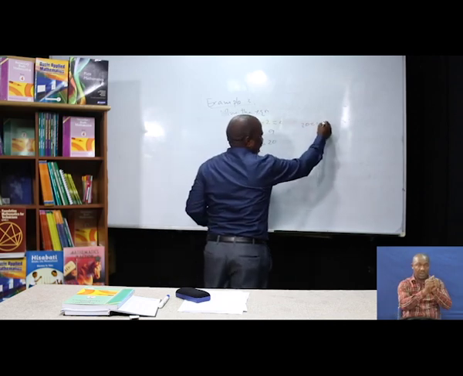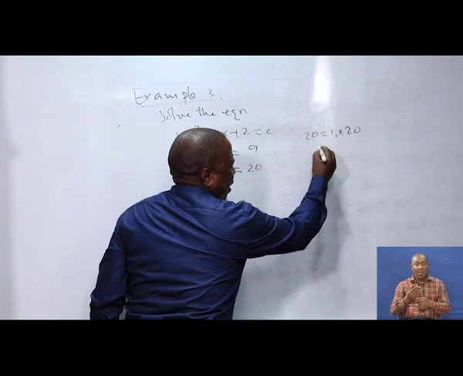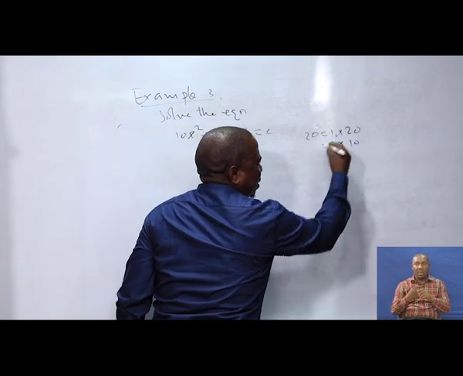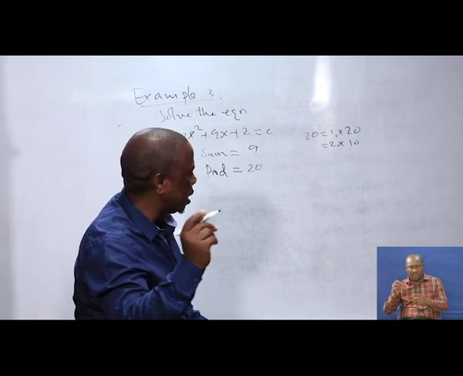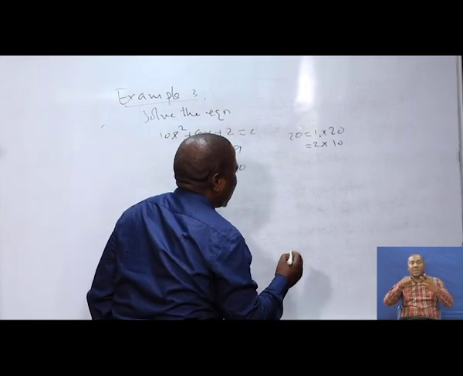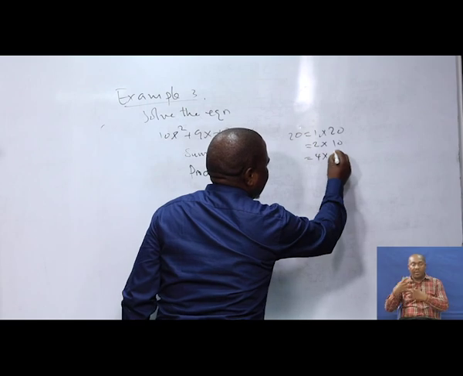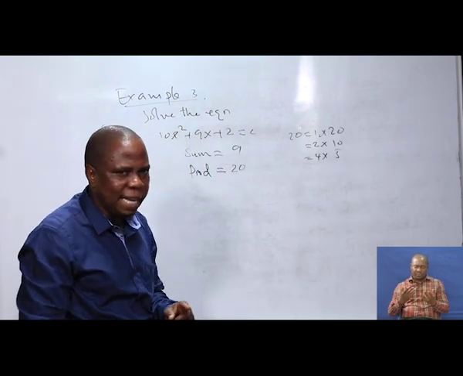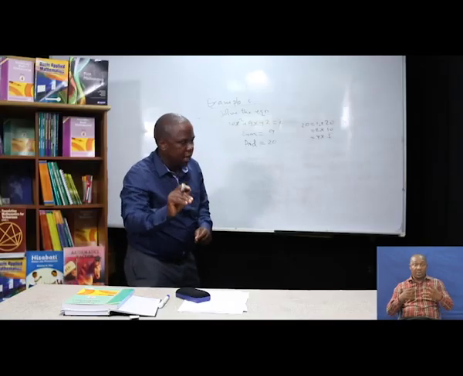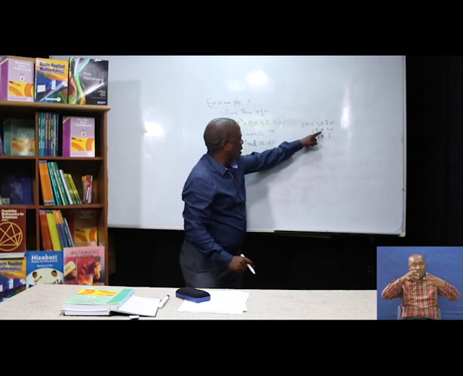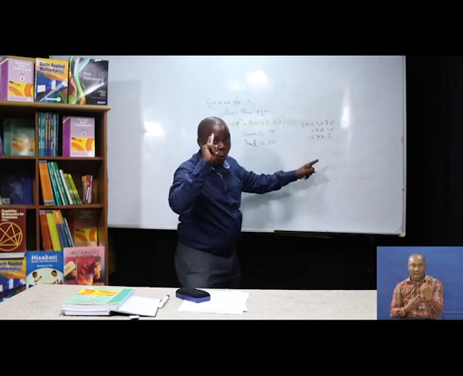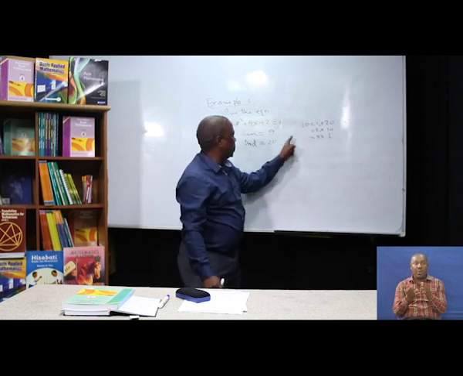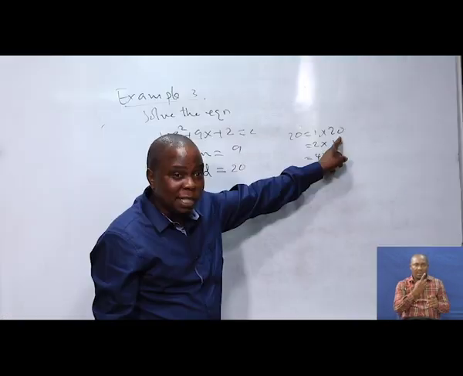20 can be written as 1 times 20. But also 20 can be written as 2 times what? Times 10. Is there any other number that, when you multiply them, will give you 20? 3? No. 4? Yes. 4 times 5. Apart from 4 and 5, is there any other numbers? No. So all of these pairs, if you multiply them, they will give you 20. But it is only one pair whose sum will be 9. Is it 1 and 20?